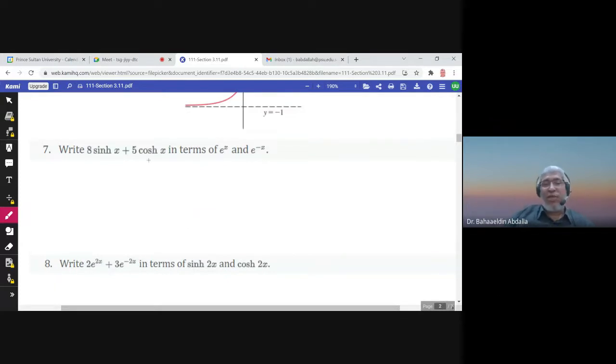Write 8 sinh x plus 5 cosh x in terms of e^x and e to the power negative x. Well, 8 sinh x plus 5 cosh x would be 8 times sinh by definition, e to the power x minus e to the power negative x over 2, and cosh by definition is e to the power x plus e to the power negative x over 2. 8 over 2 is 4.